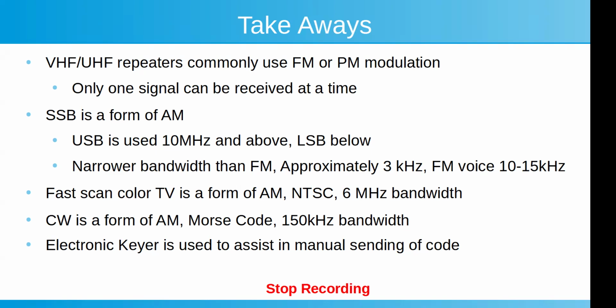Fast scan color TV is a form of amplitude modulation. This happens to have a video signal. It's also called NTSC, which is, I'm sure that committee is still active because government committees never go away. It's 6 megahertz wide. CW is another form of amplitude modulation called continuous wave.